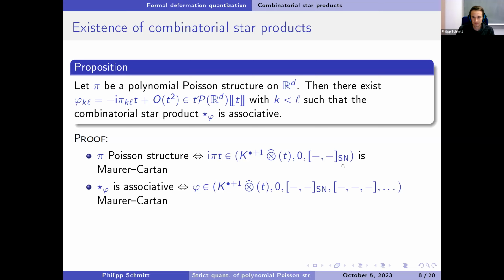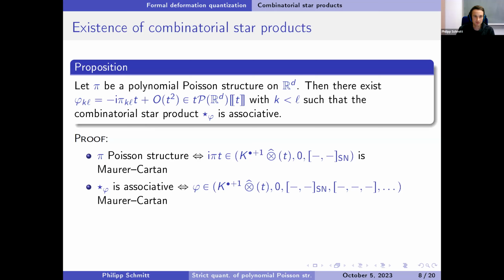So without the higher order brackets. So in particular, what this means is that in order to find one of these combinatorial star products, we need to modify the Maurer-Cartan element that comes out of the Poisson structure by adding higher orders so that it is still a Maurer-Cartan element in the L-infinity algebra where we have these higher brackets appearing.